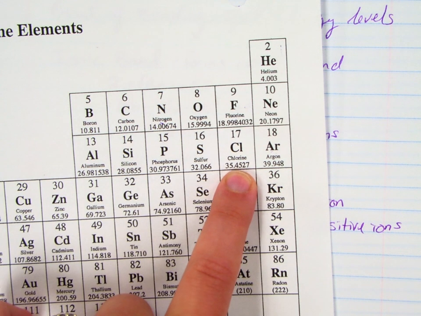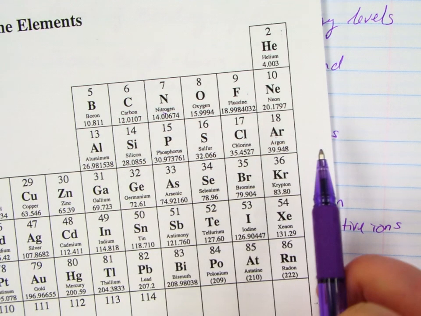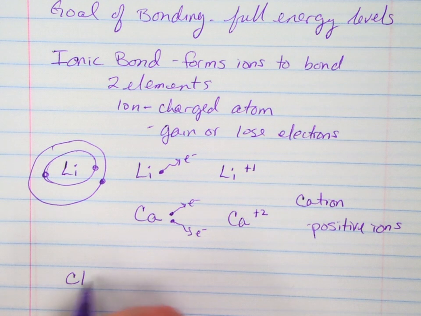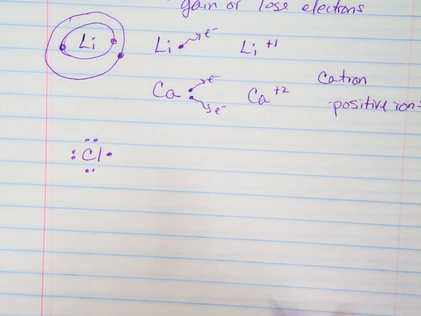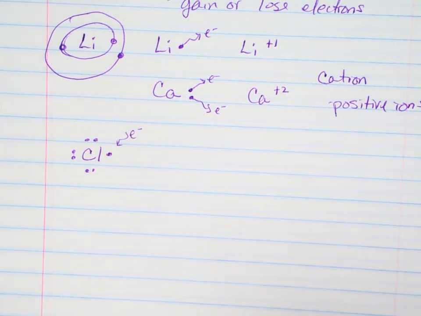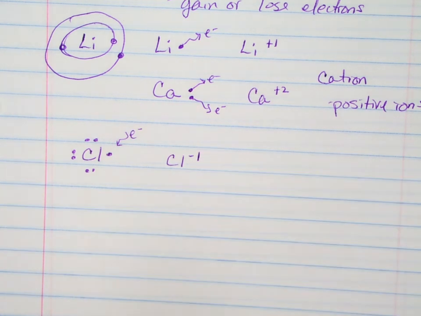Now on the other side of the periodic table, like with chlorine here, chlorine has 7 valence electrons in its 3 energy levels. If it got 1 more, it could be like argon. So chlorine would love to get 1 more. So here's chlorine and its Lewis dot diagram. It would love for a little electron to fly in. And if an electron flew in, then it would have 1 more electron than proton, and it would be negatively charged.